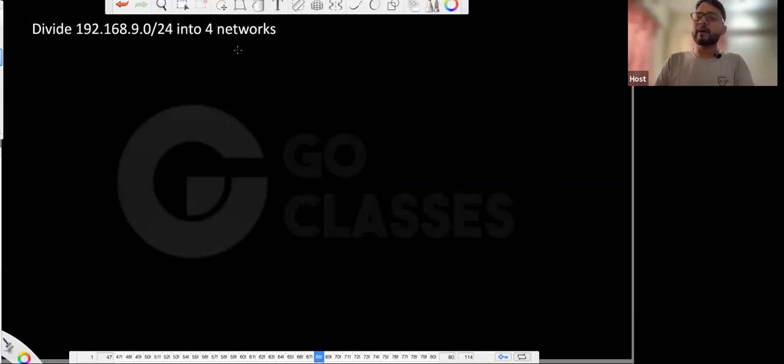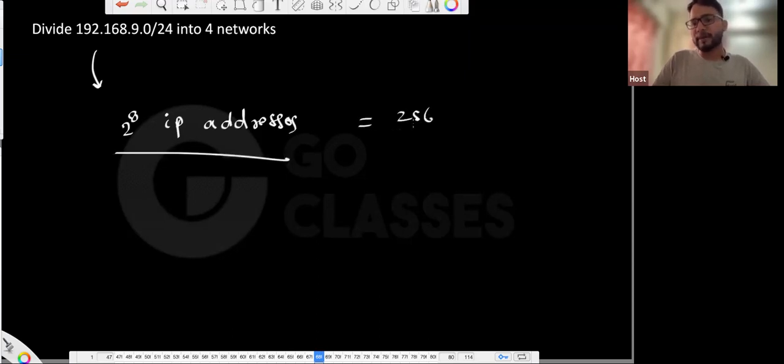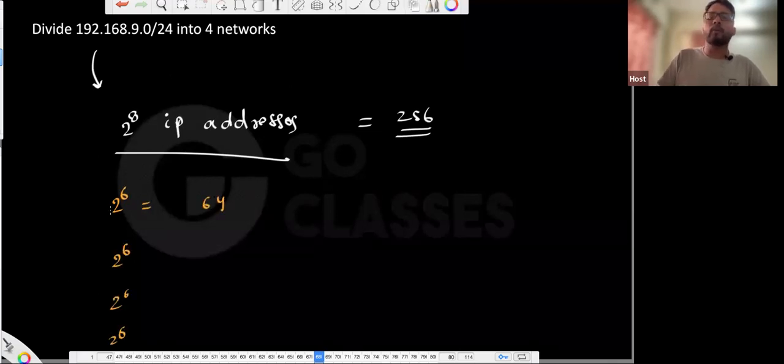Suppose they say divide this network into 4 parts. First tell me how many IP addresses are there in this network. In this particular network, 2 power 8 IP addresses are there, which means 256 IP addresses. They want me to divide it into 4 parts. Maybe each will have, let's suppose, 2 power 6, which is 64. So I will divide it into 2 power 6 IP addresses each.